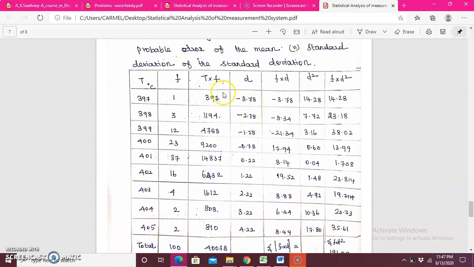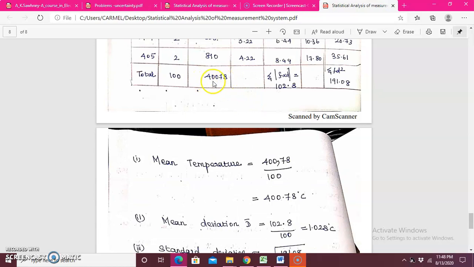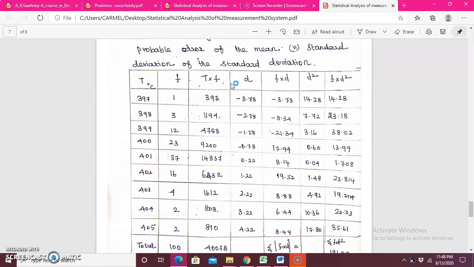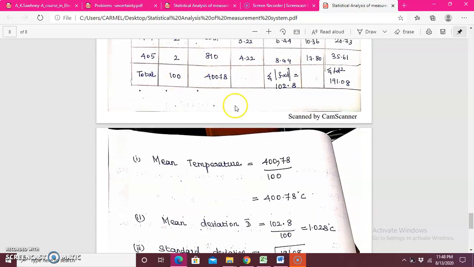So you should not forget while calculating T into F, F into D, F into D square. That is very, very important if the problem is given a frequency of occurrence. Then from that we have to calculate the mean temperature. So mean temperature, you have here summation of T into F, so you will have 407.8 by 100. The 100 is the sample.